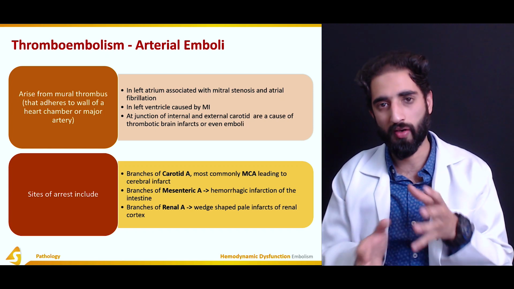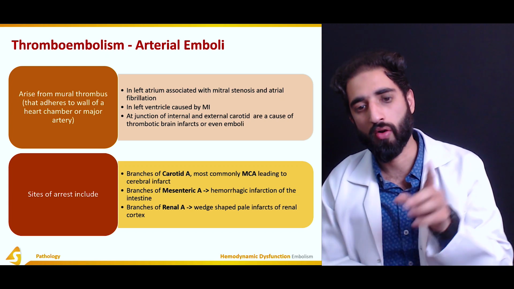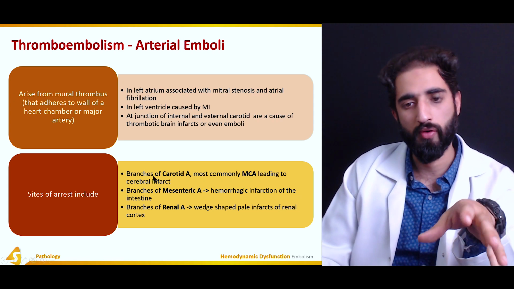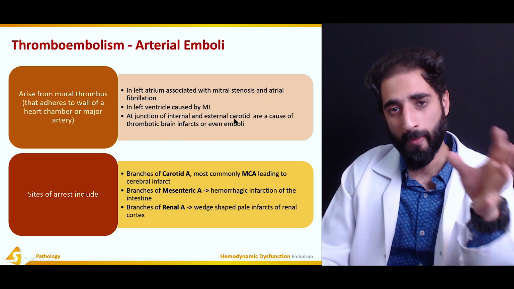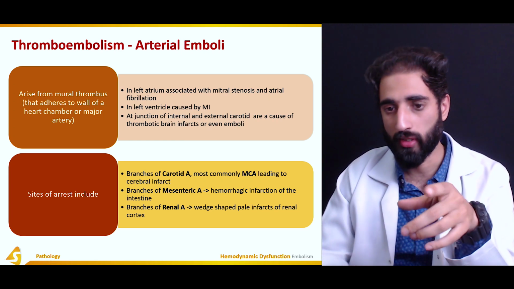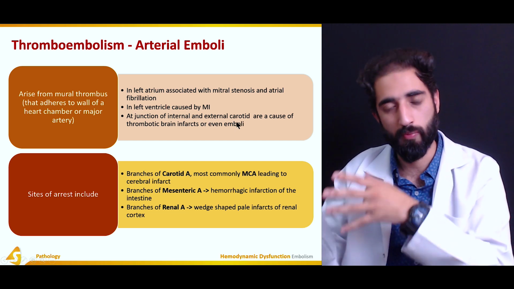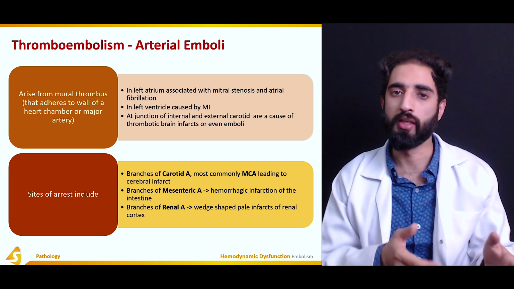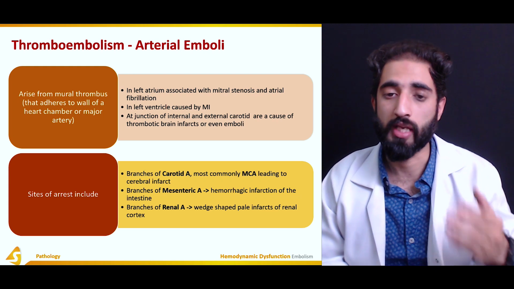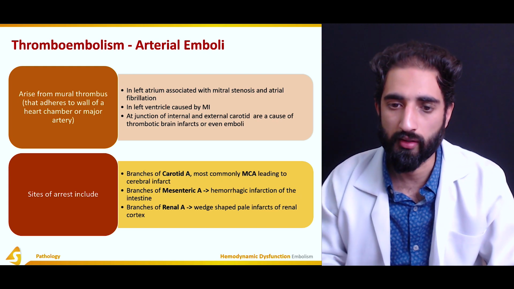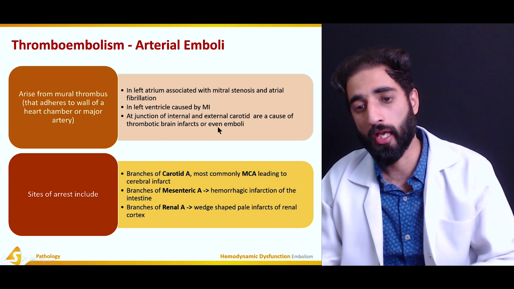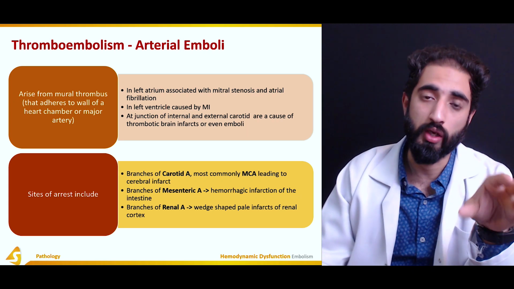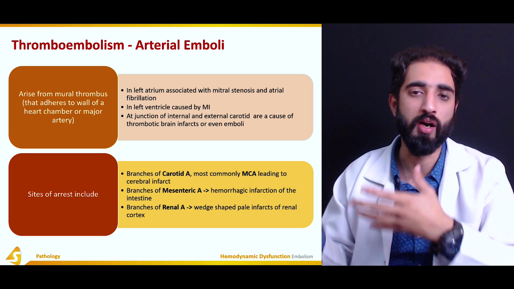And at the junction of the internal and external carotid arteries, they can be a cause of thrombotic brain infarcts or even emboli. So what is the difference between a thrombotic brain infarct and emboli? Thrombotic brain infarcts impair the circulation by occluding the external or internal carotid arteries, which give off branches which supply the brain. So that can lead to brain infarcts. But in emboli, the embolus dislodges and travels, and it may involve an artery supplying the brain, like the middle cerebral artery, and occlude that.